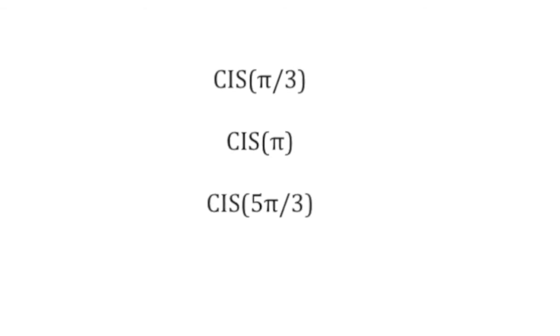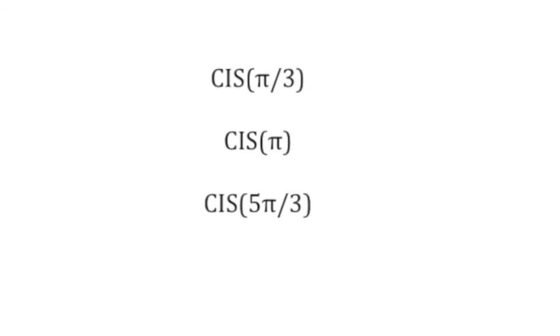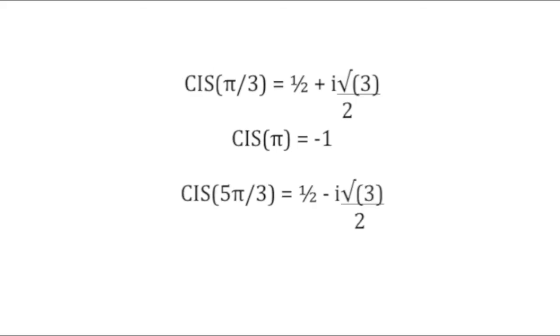Okay, so if we're going to now take these answers apart, for our first answer, cosine i sine of pi over 3, we're going to get cosine of pi over 3 plus i sine of pi over 3. Cosine of pi over 3 is 1/2, plus i sine pi over 3 is going to be i root 3 over 2, okay?